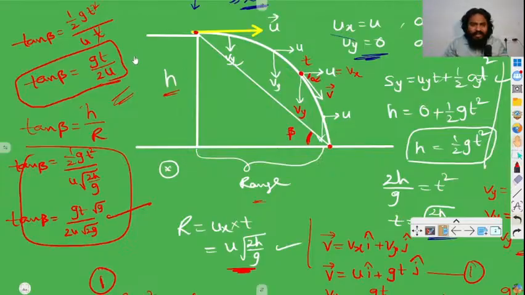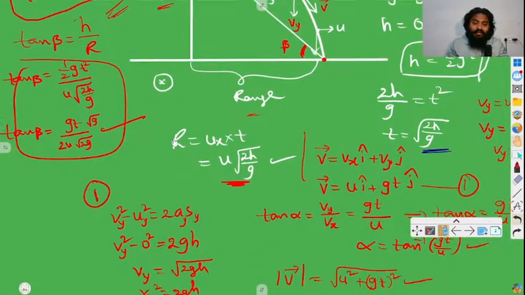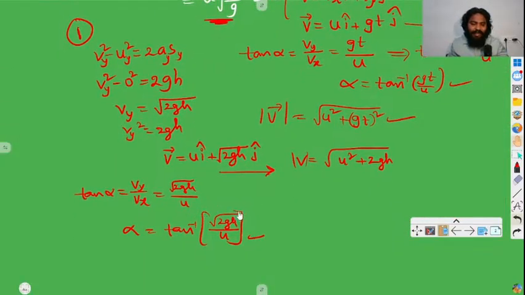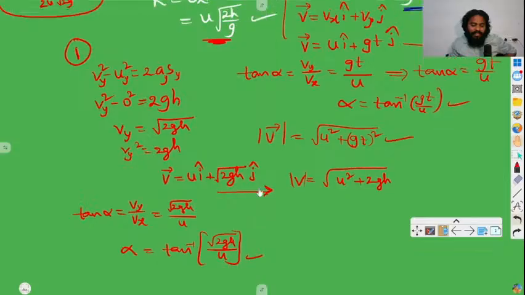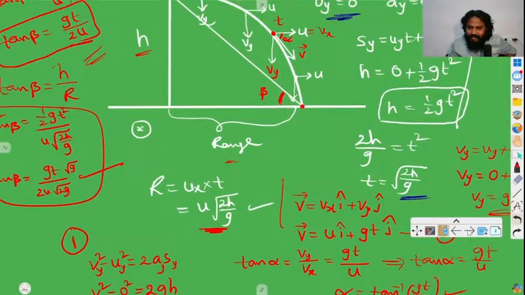Of course, they have asked a PYQ on this question. While striking the ground, tan alpha equals how much? This is the tan alpha while striking the ground, right? Hope it is very clear. So many concepts we have discussed here. Next, coming to the next case.